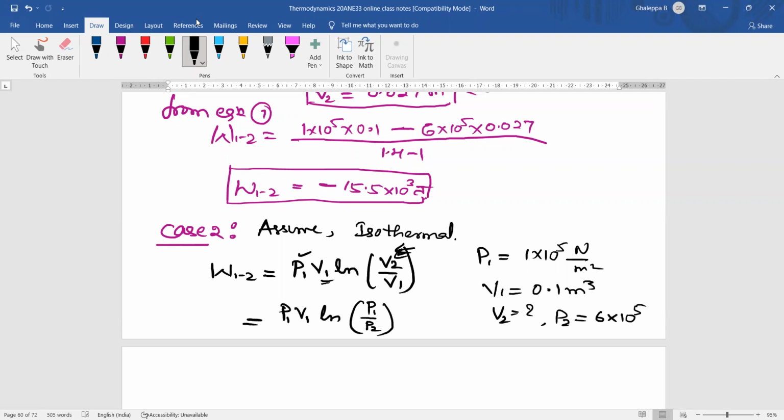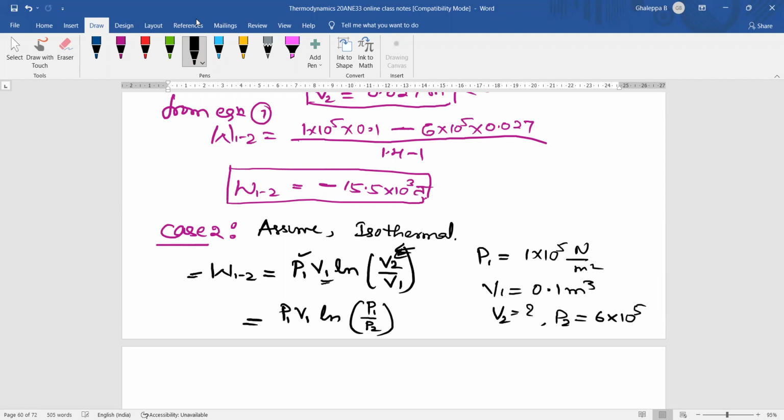There is always a confusion in the student's mind whether it is P1 by P2 or P2 by P1. You take P1 by P2 and calculate the work done. If you get positive, assume it is wrong because it should be negative. If it is negative, then it is fine. You have to judge your answers because in the exam, nobody will be there to help you.